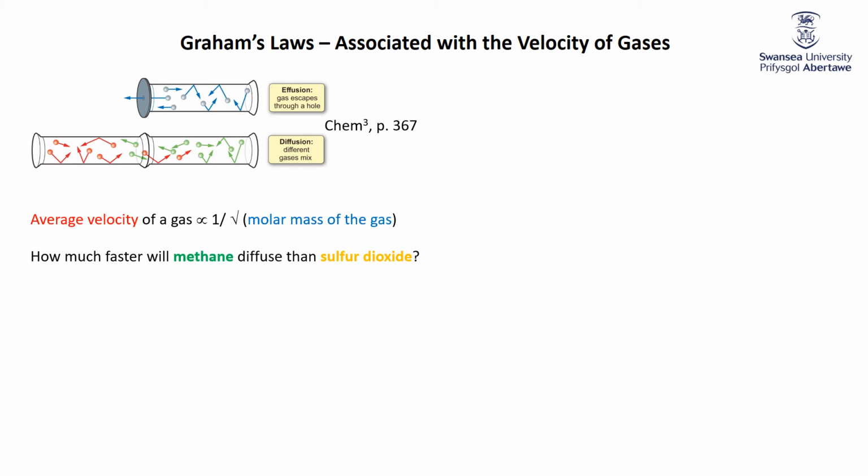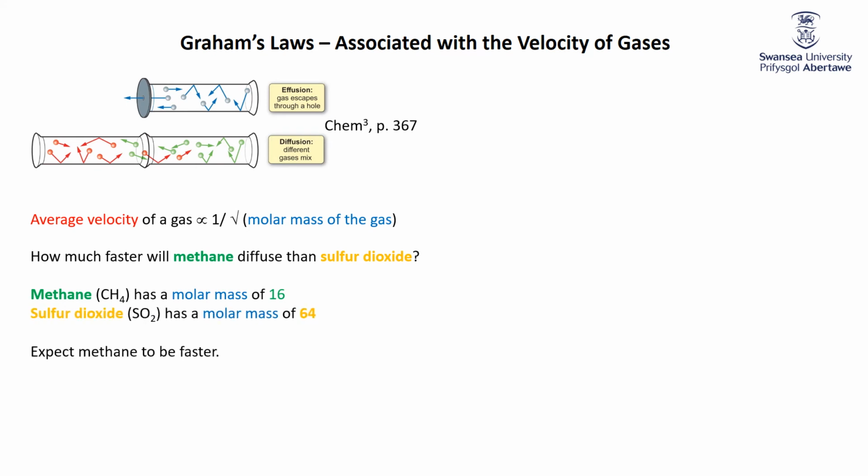Compare methane, CH4, with sulfur dioxide. Methane has a molar mass of 16, sulfur dioxide has a molar mass of 64. So expect methane to be faster. It's the smaller molecule. That shouldn't take too much intuition. The smaller the molecule, the faster it is going to be. What Graham tells us is how much faster.